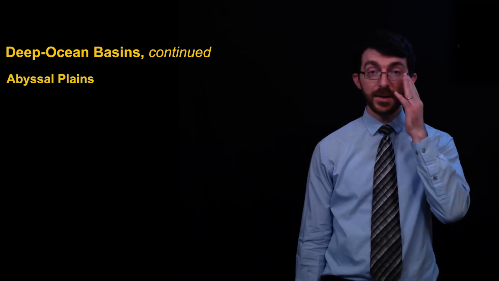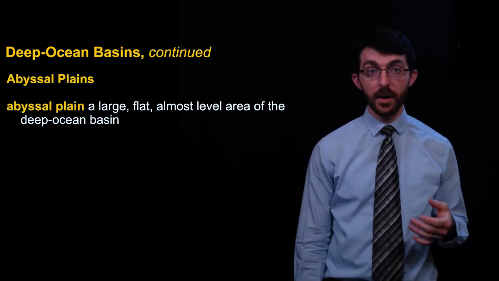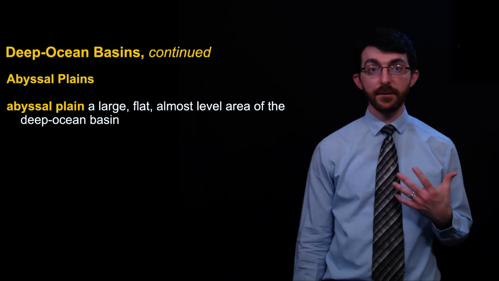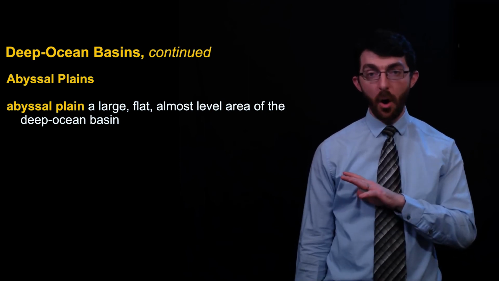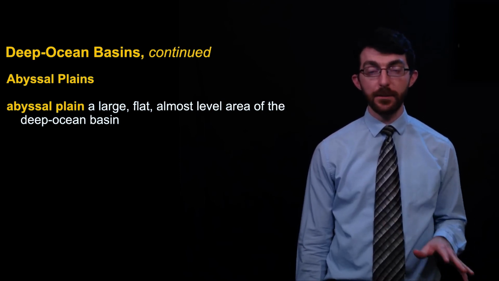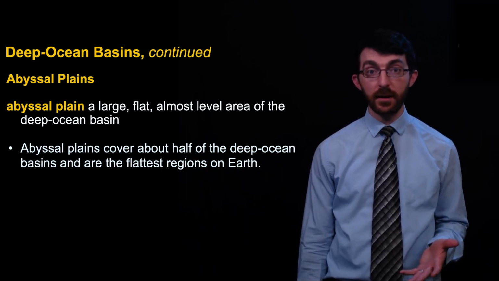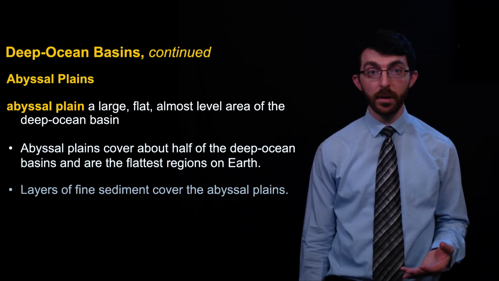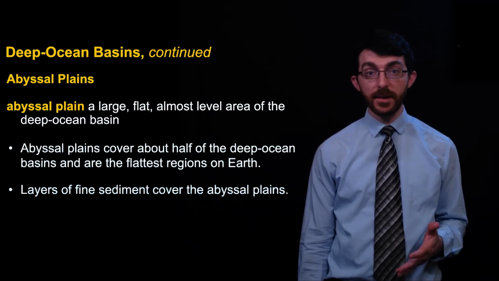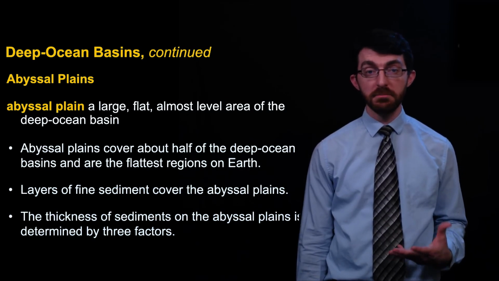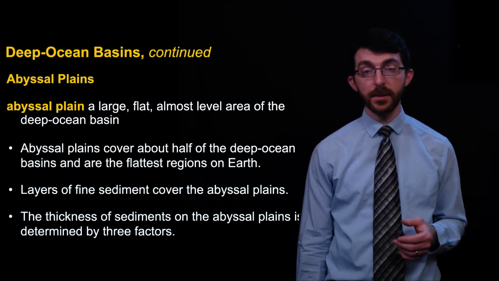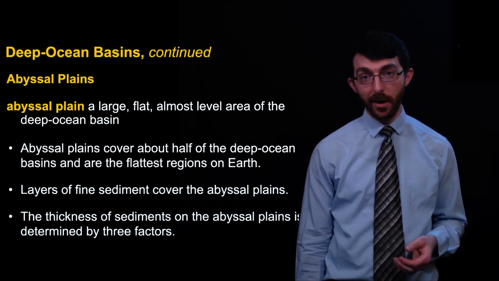Okay, next feature, abyssal plains. So an abyssal plain is a large, flat, almost level area of the deep ocean basin. They cover about half of the deep ocean basins and are the flattest regions on Earth. Layers of fine sediment cover the abyssal plains, and there are a couple factors that determine how thick those sediments are.